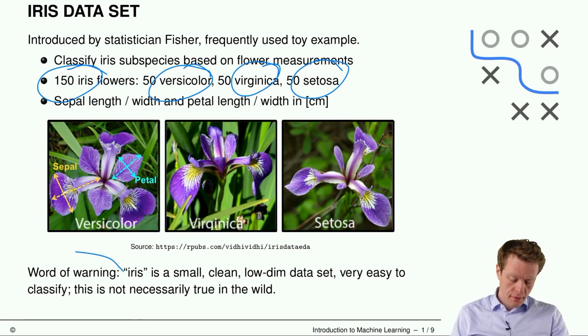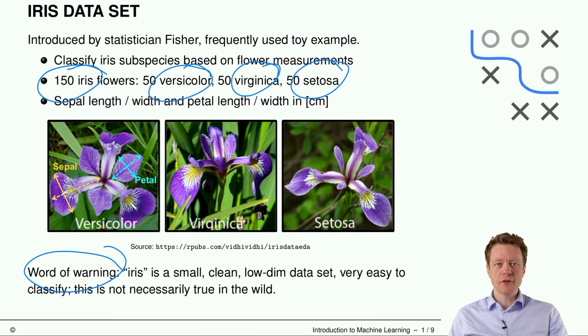It's a very small data set. It's also a clean and low dimensional data set, which makes it perfect for visualizing things while teaching machine learning and statistics. But out there in the wild, usually data sets will be more complex and tasks will be more difficult to solve. But for this case, the iris data set should be okay.